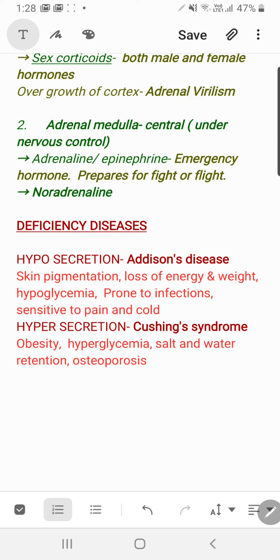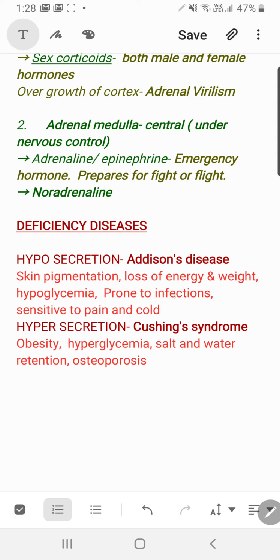Let us have a comparison. I have written in that manner only. First of all, skin pigmentation: Cushing's syndrome does not show any skin pigmentation, whereas in Addison's disease you do have it, right? Then loss of energy and weight is Addison's disease. On the contrary, obesity is in Cushing's syndrome. So just opposite, if you can see. Hypoglycemia, less blood sugar level, in hyposecretion. Hyperglycemia, more blood sugar level in the blood, right?